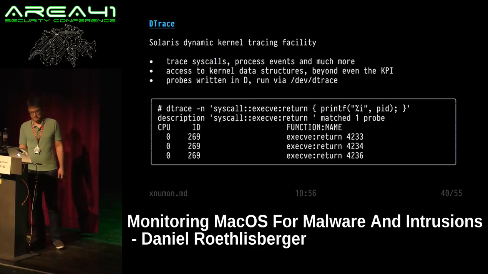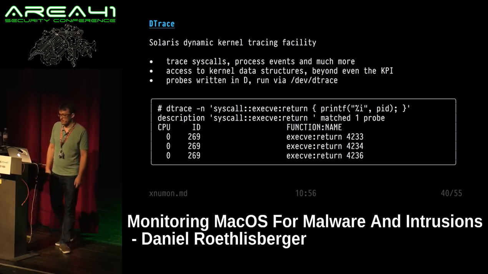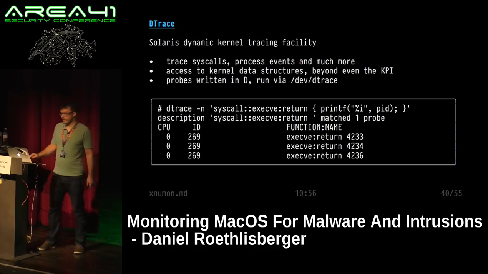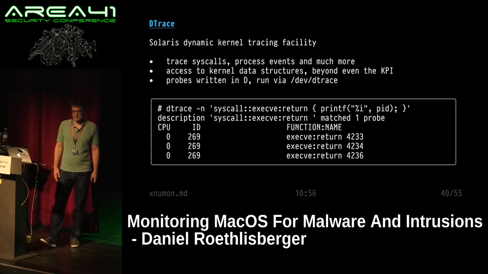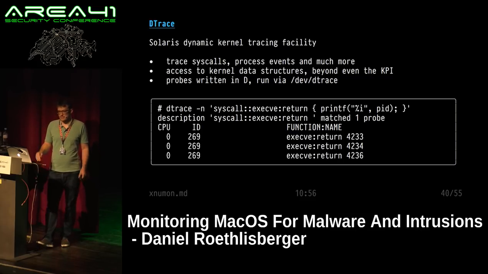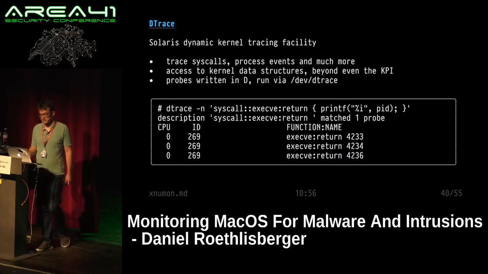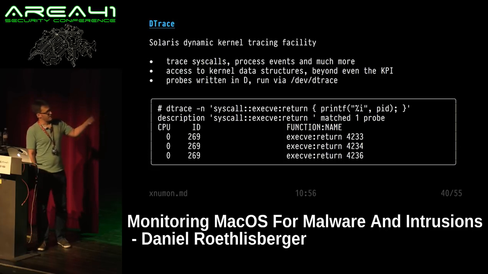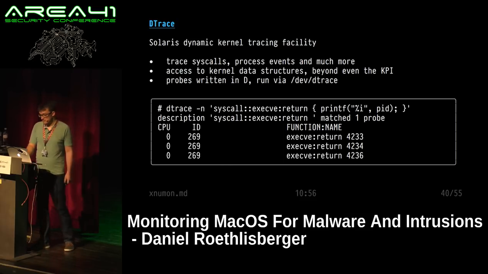I also looked at dtrace. That's also an extremely powerful facility coming from Solaris. You can trace syscalls, process events, a lot of things in the kernel. You can access kernel internal data structures with this tool, beyond even what you can do in a kernel extension according to Apple. So it's more powerful than what you're allowed to do as a kernel extension. There's this little programming language that you can write traces in, and this is an example of how to run it to get one line of information for every exec that happened. In this case, it just prints the PID. So this would be perfect.